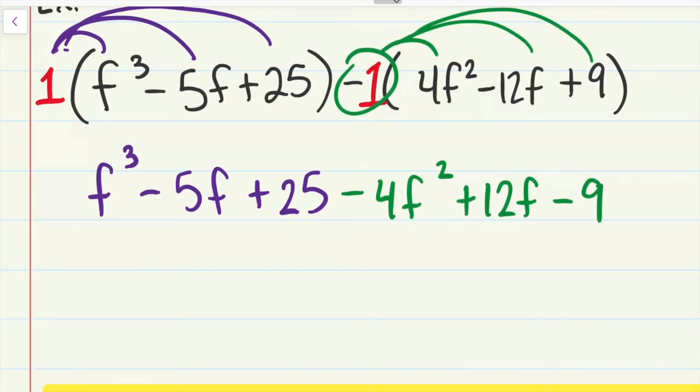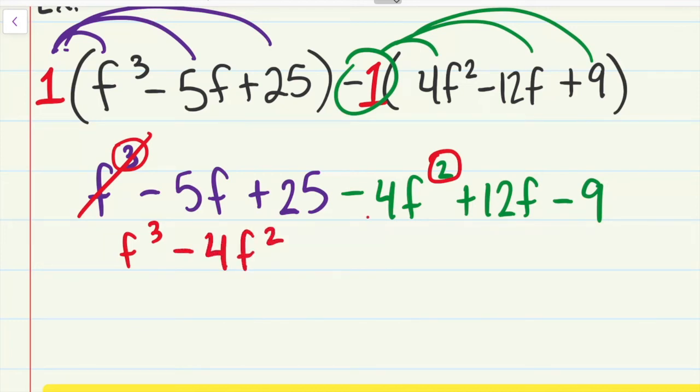So now, like I said, let's go ahead and look at the exponents. Well, this is the only one that's a third power, so we're just going to bring it down. f to the third power, and that's already used. What is the second biggest exponent? It's f squared. Is there another f squared? Nope. So we're just going to do -4f squared, and we've used this one.